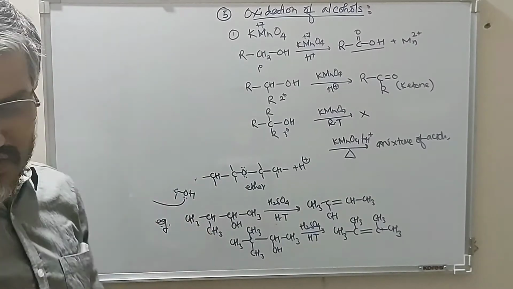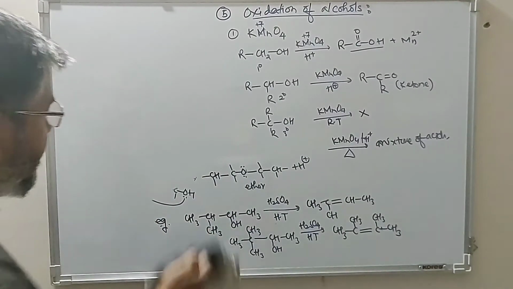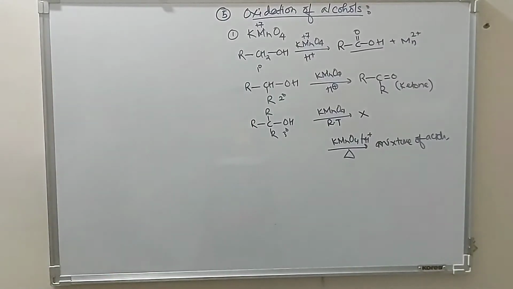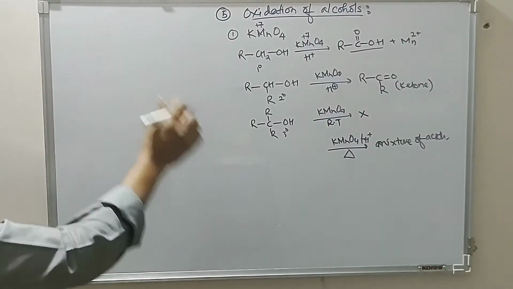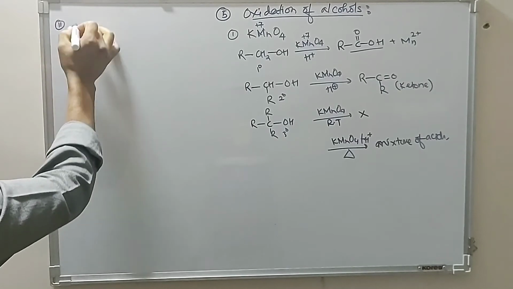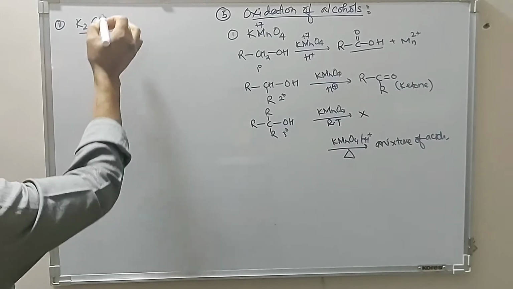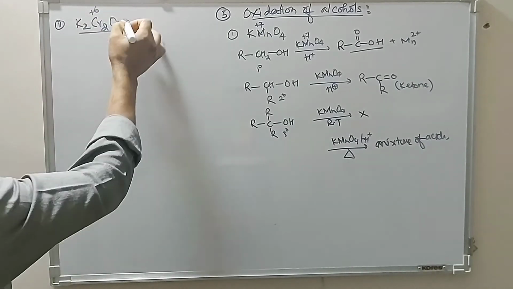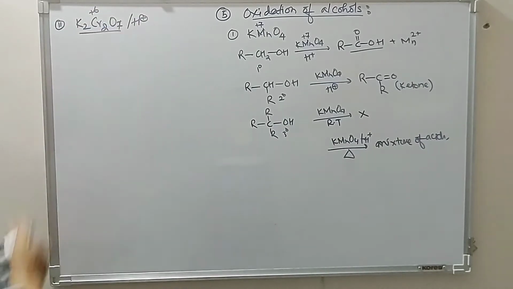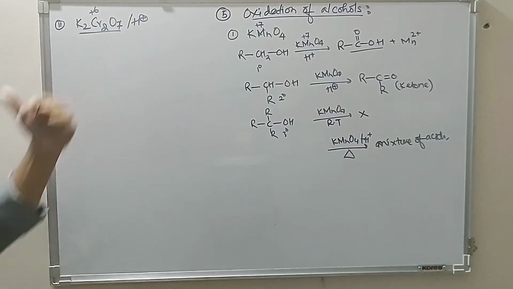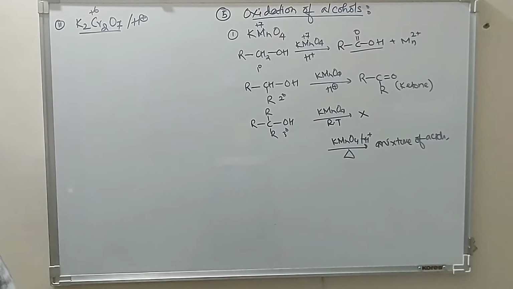So this is oxidation with KMnO4. Then we have a very important reagent that is known as dichromate. Oxidation with potassium dichromate, K2Cr2O7, chromium plus 6, in acidic medium. Now this reaction, oxidation with potassium dichromate, can be used to distinguish between primary, secondary and tertiary.